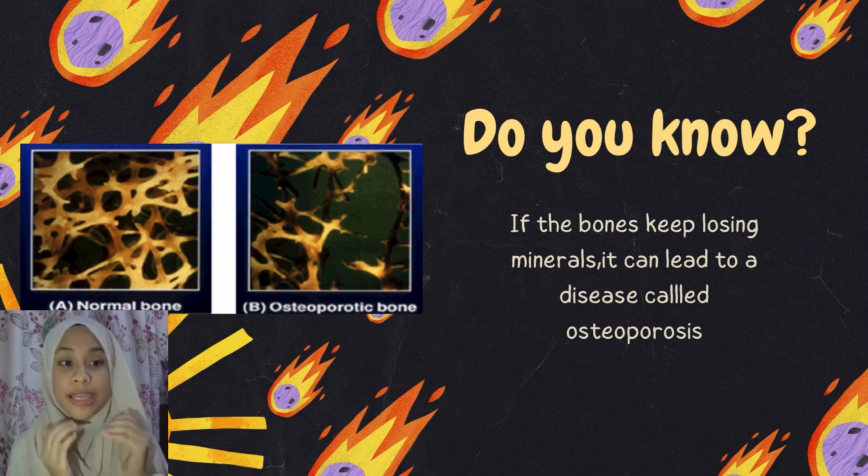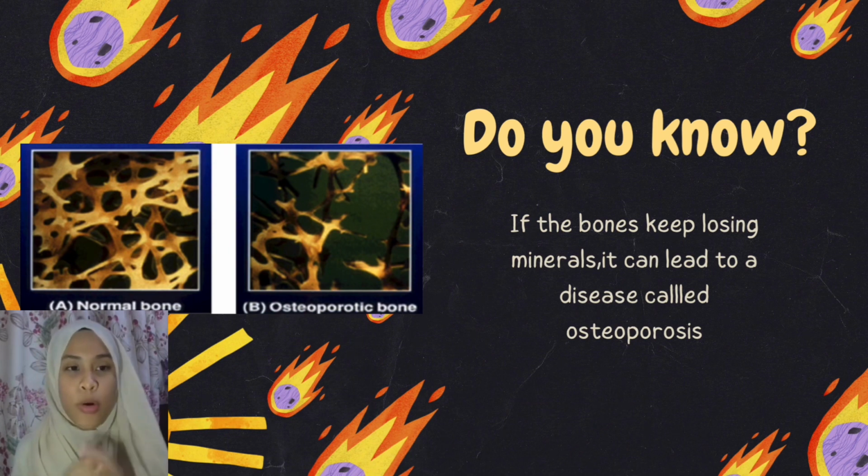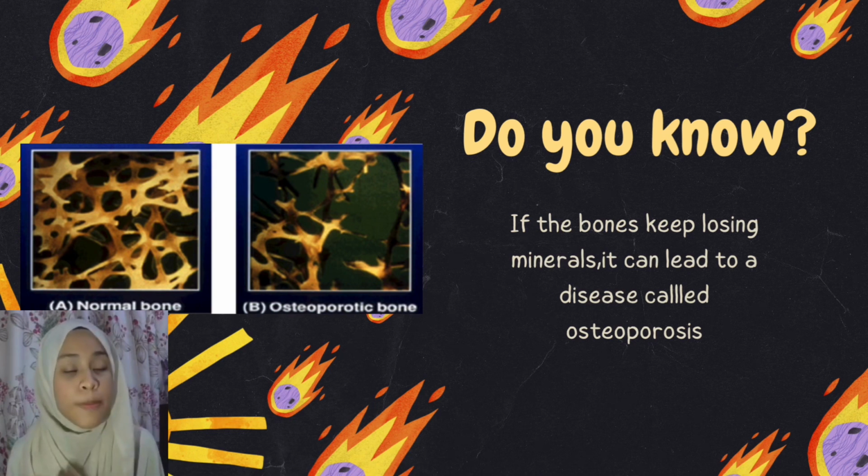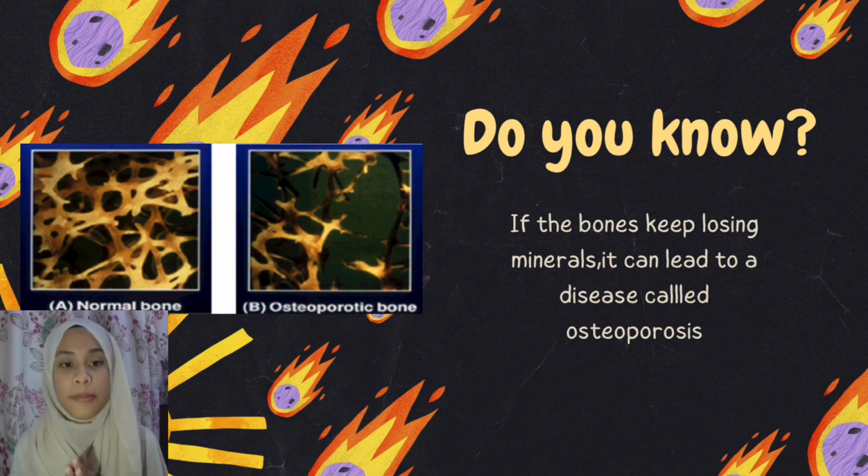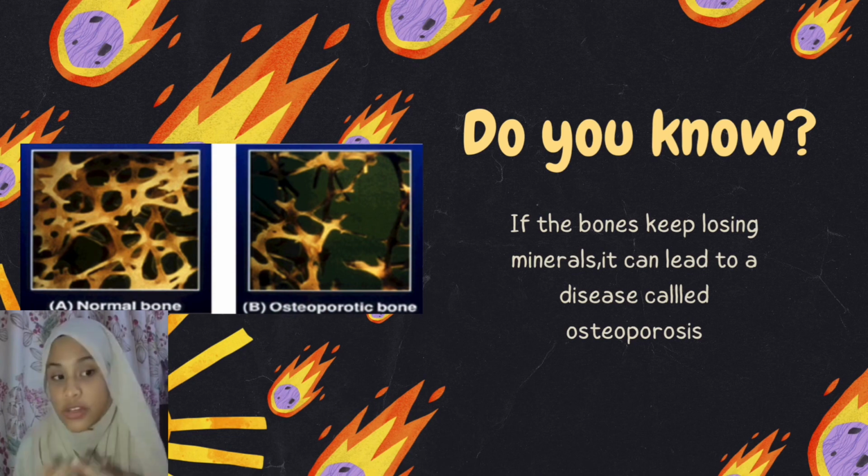So as you guys can see in the picture on the left, there is normal bone, which looks more compact, and also because they have a lot of minerals, they look stronger. But for the osteoporotic bone on the right, we can see the gaps, and because they lose a lot of minerals, they become more fragile.